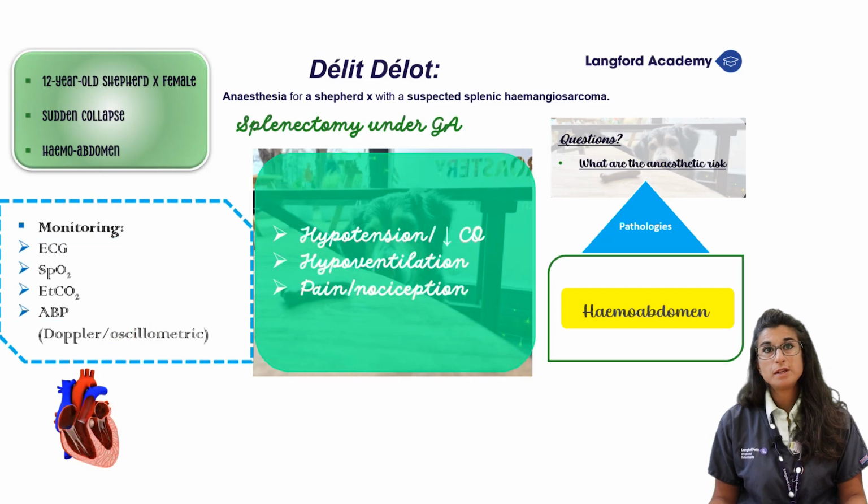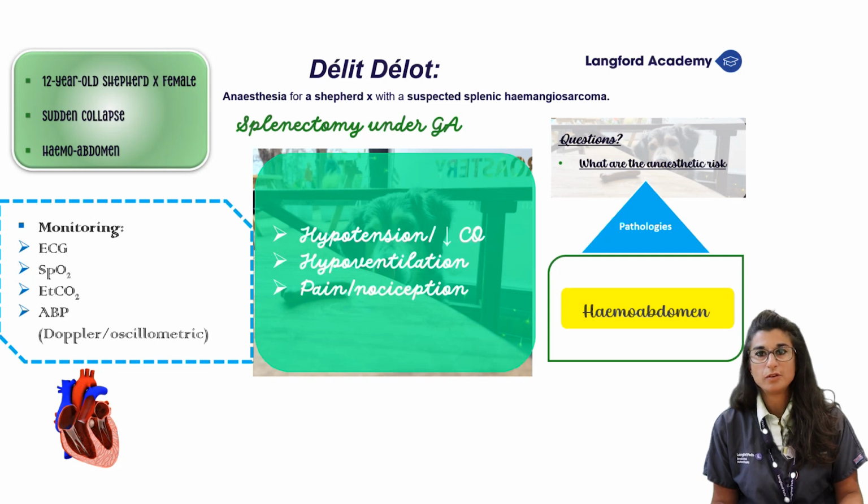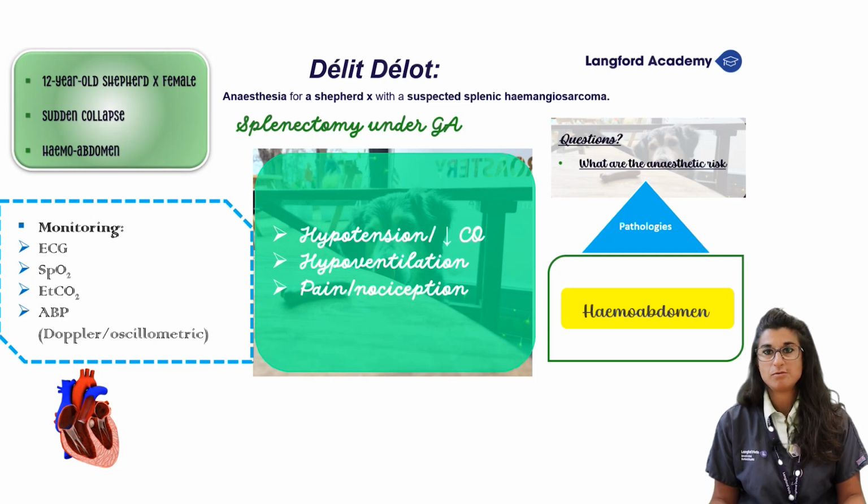So in terms of monitoring, because of all this risk that you're preempting, you want an ECG and an SpO2 and tidal CO2 and monitoring of the arterial blood pressure. Ideally, an oscillometric system, even better invasive blood pressure monitoring. But if you don't have that, that's fine. You can use an oscillometric or Doppler.